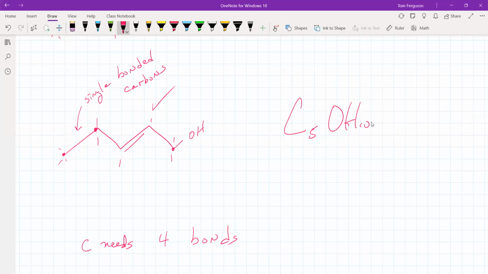This one here, we have a carbon-carbon single bond and a carbon-carbon double bond. So that's 3 bonds total. So that leaves 1 hydrogen. Same over here, this carbon here. Then on the end here, we have a carbon-carbon single bond and a carbon-oxygen single bond. That's 2 of the 4, so that leaves 2 hydrogens left over. Okay?